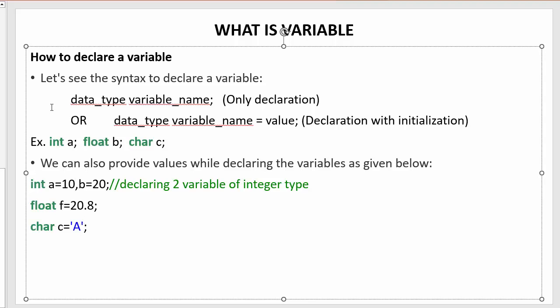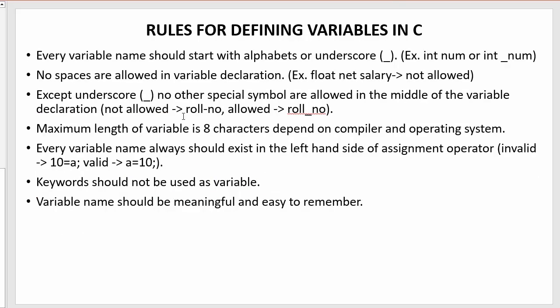So this is how you can declare a variable, and I will tell you a few rules while declaring and initializing values in your program. Now let us move ahead to the next slide to discuss various rules for defining variables in C. Every variable name should start with an alphabet or underscore. Whenever you declare any variable in your program, you need to keep in mind that each and every variable should start either with an alphabet or with an underscore.